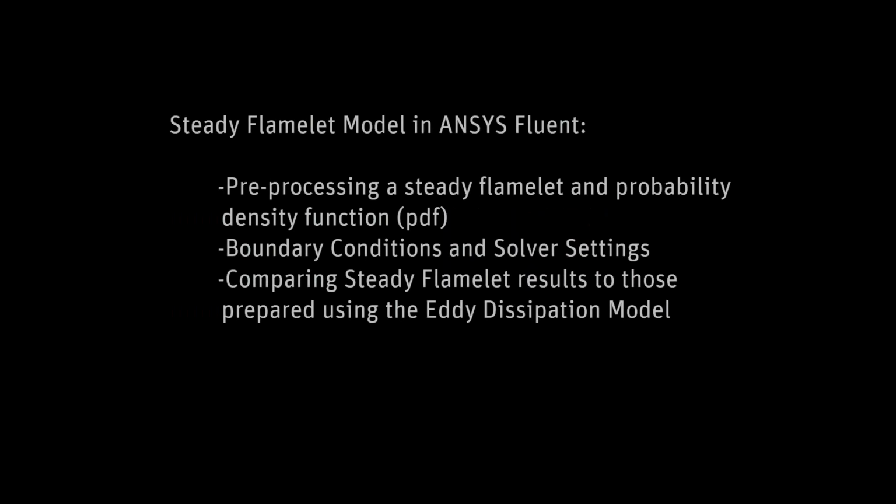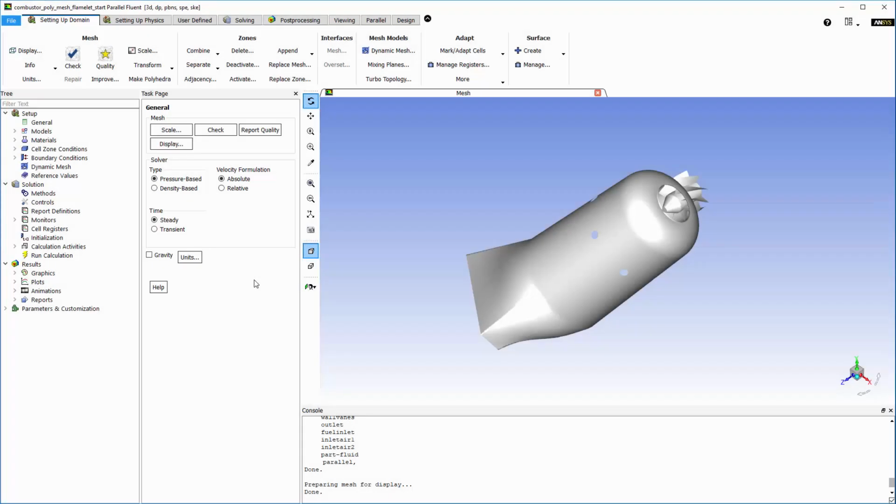In this demonstration, you will learn how to use the steady flamelet model to describe the reacting flow through a can combustor. I am interested in comparing the results generated by the steady flamelet model to those prepared using the eddy dissipation model. I have started this demonstration with Fluent set to run a diffusion-controlled reacting flow analysis on this can combustor. Currently, the combustion reaction is described by the eddy dissipation model.